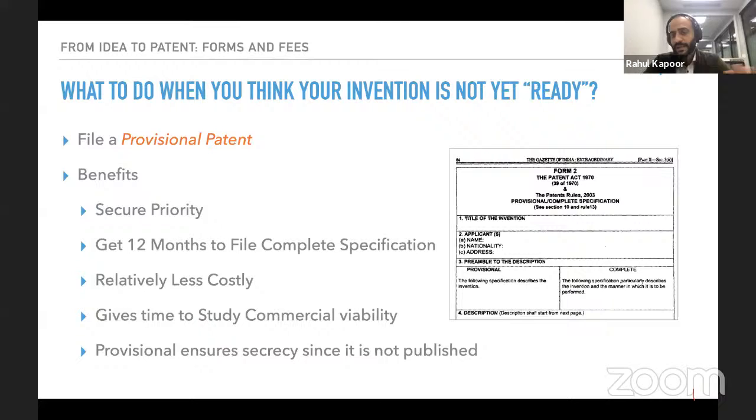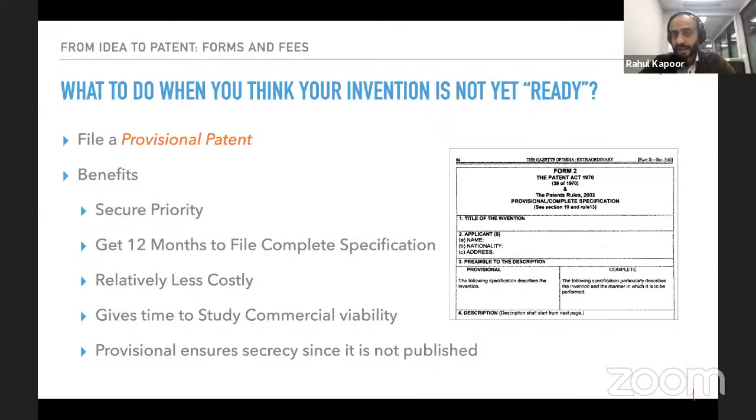So in Form 2, you have to mention whether your patent is a provisional patent or a complete specification. Complete specification means it's a full patent, like how we know about patents. Provisional patent is where you can just describe the invention roughly. You can just write one claim broadly and you can submit it.